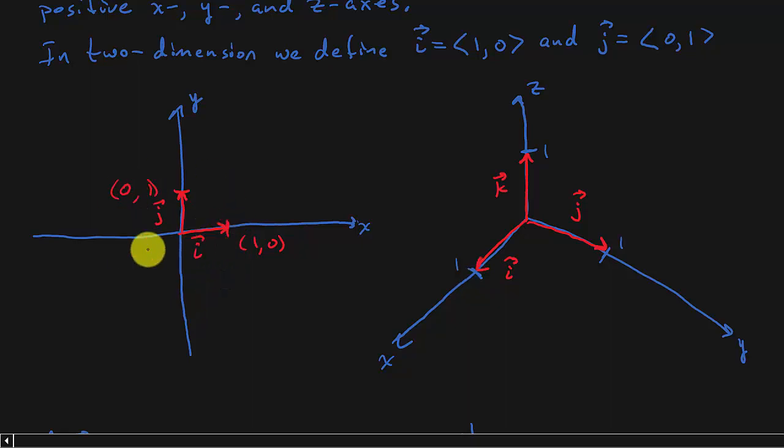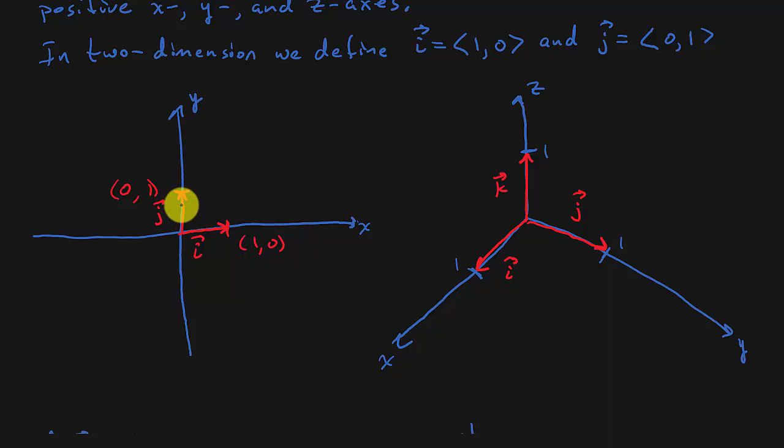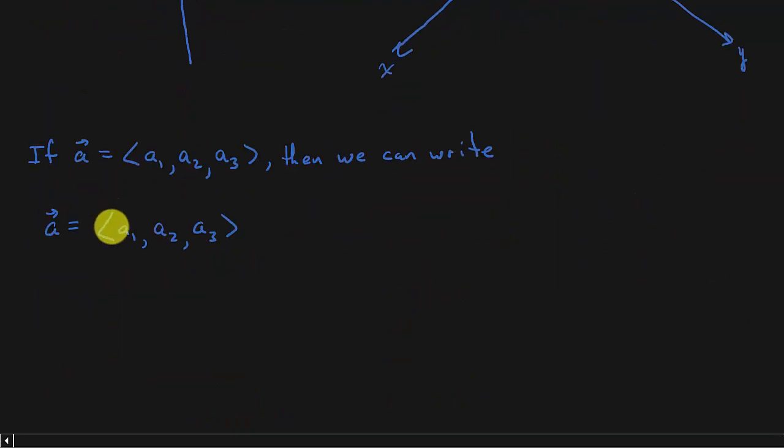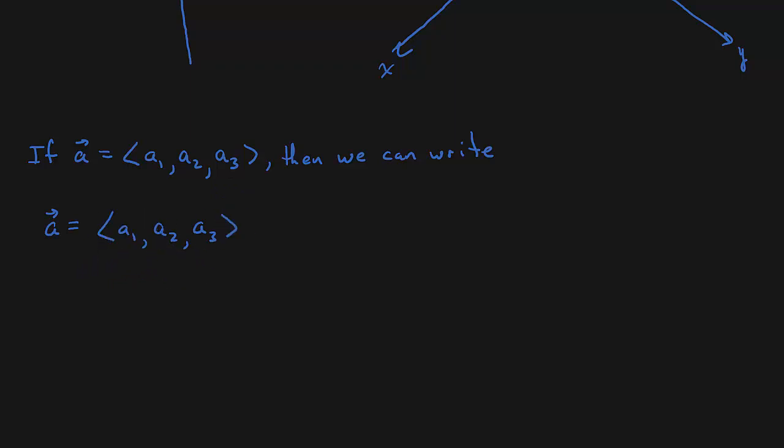And then here it is in 2D. This would be vector I, that would be 1, 0, and vector J, the 0, 1, to those points. Okay. All right. So if vector A is equal to A1, A2, A3, then we can write vector A is equal to A1, A2, A3 with the angle brackets. All right, so remember how we represent a vector with the angle brackets.